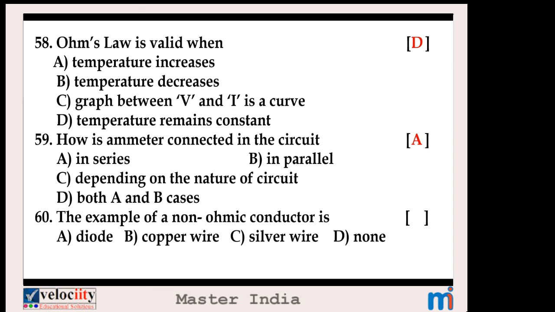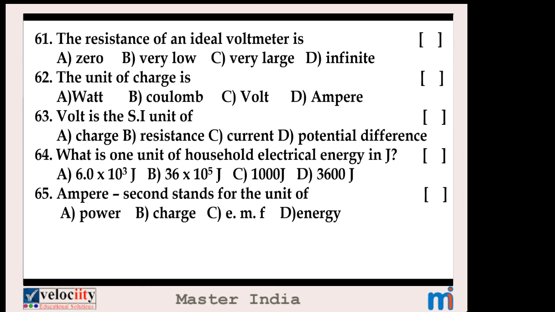60. The example of non-ohmic conductor is A. Diode, B. Copper wire, C. Silver wire, D. None. A. Diode.